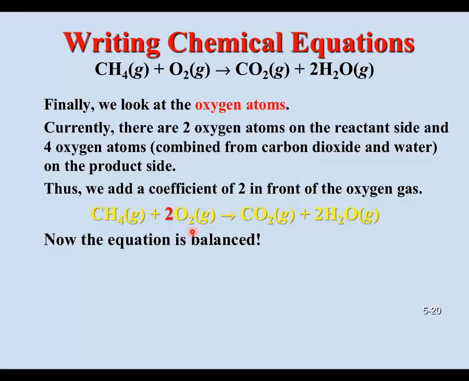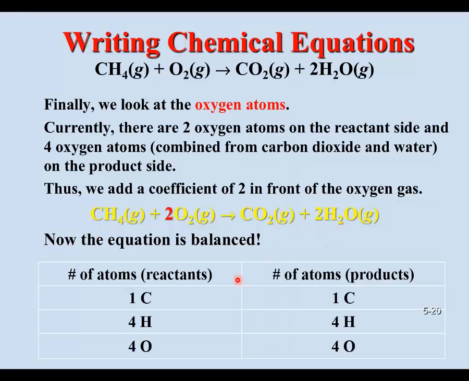Now, if I double check if I have a balanced equation here, what's really useful is to set up our element inventory again. I can indicate that I have 1 carbon atom to begin with, 1 carbon atom to end up with. I have 4 hydrogen atoms to begin with. I have 4 hydrogen atoms to end up with. Remember, 2 times 2 is 4. I have 4 oxygen atoms. 2 times 2 is 4 here. And I have 4 oxygen atoms in the product side.